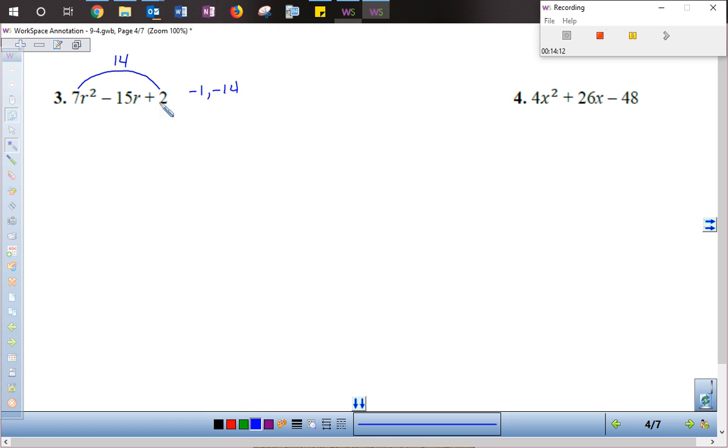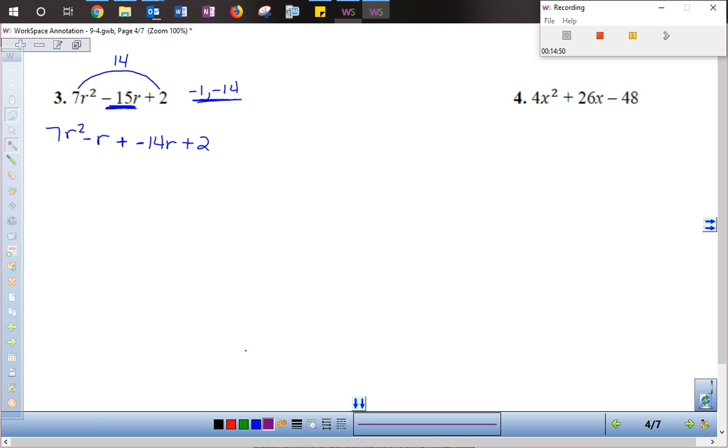Now we can rewrite our expression. So I'm going to start with my 7r squared, and I want to replace this guy with these two terms here. Now I want the negative factor to go first. However, if they're both negative, here's what we do. I'm going to start with my negative 1, so that's going to be negative 1r. And instead of saying minus 14r, to make it easier, I want you to say plus negative 14r. Then bring down your plus 2.